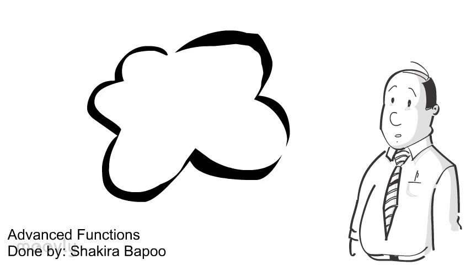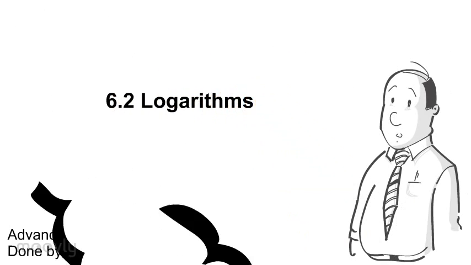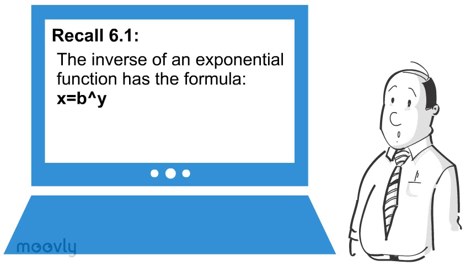This lesson is on 6.2, Logarithms. Let us recall back to the lesson on 6.1. In that lesson, we learned that we could find the inverse of an exponential function by exchanging the x and the y values. The initial y values became the new x values and vice versa. Therefore, an exponential function has the formula of y is equal to b to the power of x, while its inverse has the formula of x is equal to b to the power of y.